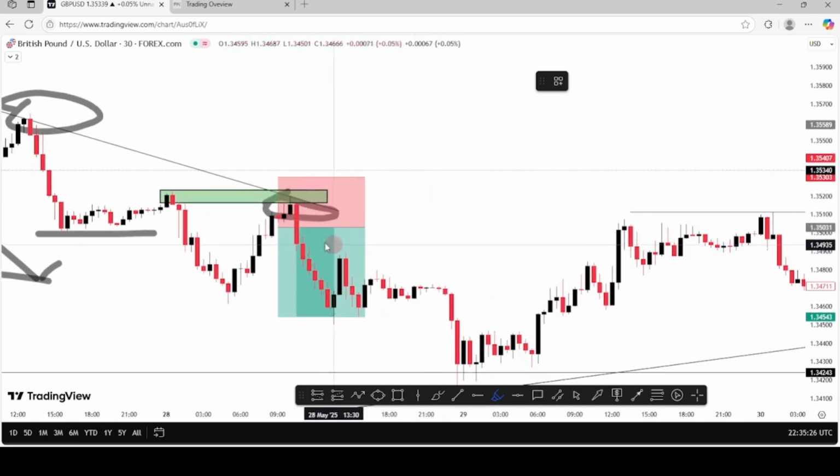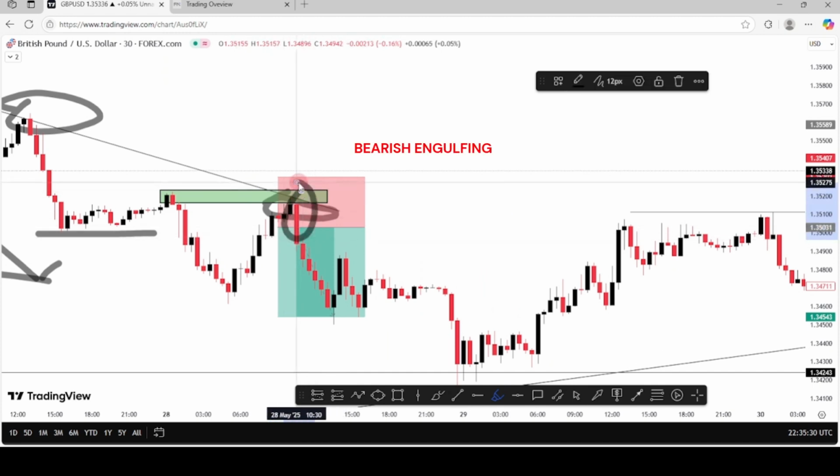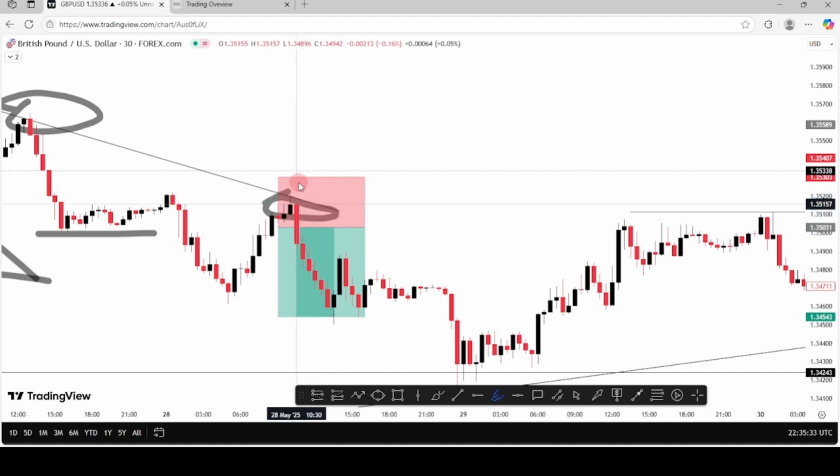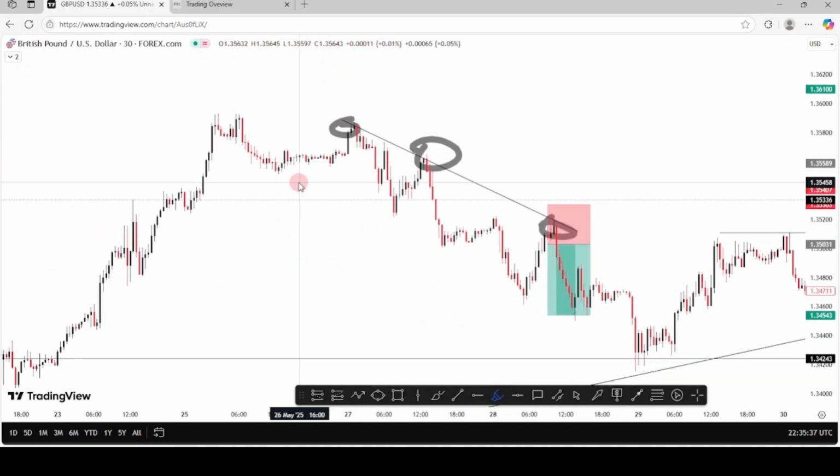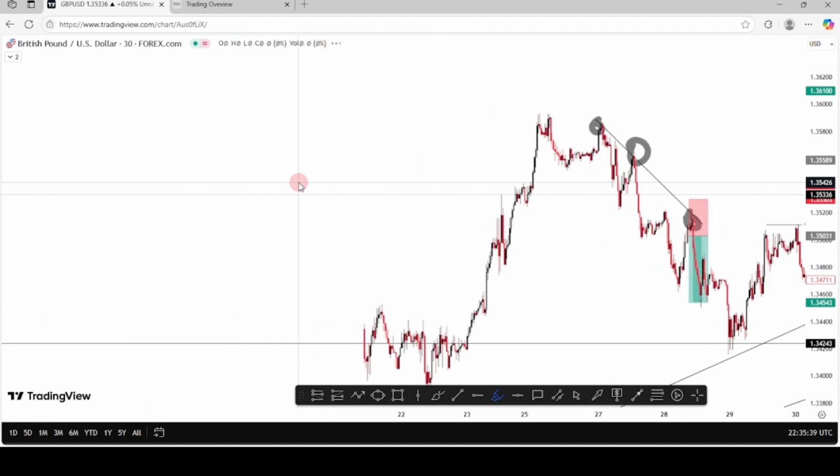The last confirmation will be this candle confirmation right here. This is a bullish engulfing, and that will be your trade entry. That is why I took this sell right here. So you can see basically price action and SMC go in the same direction, that is, they go hand in hand if you know how the market moves.